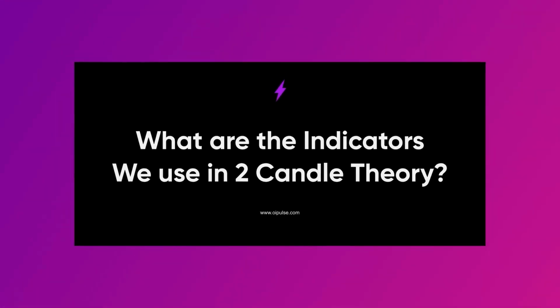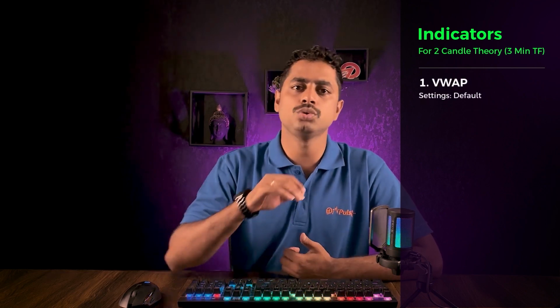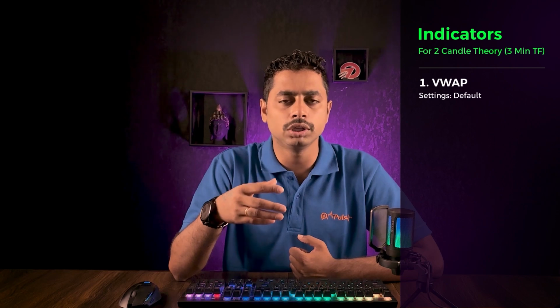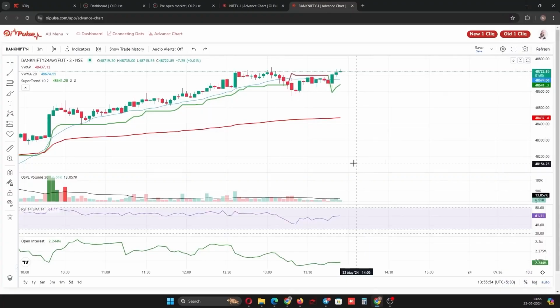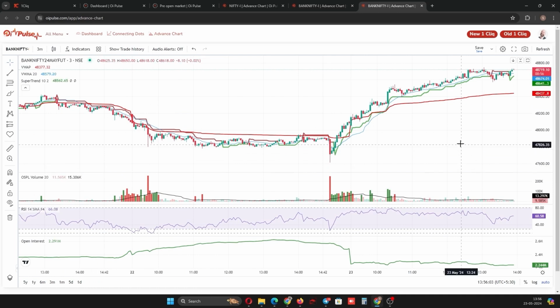What all indicators we use in two candle theory? First and foremost, very important indicator which we use is VWAP. So VWAP, there is no any settings. You can directly log in and add a VWAP indicator. For example, log into your account and open an advanced chart. Once you click advanced chart, it will by default open with VWAP, super trend and other things.